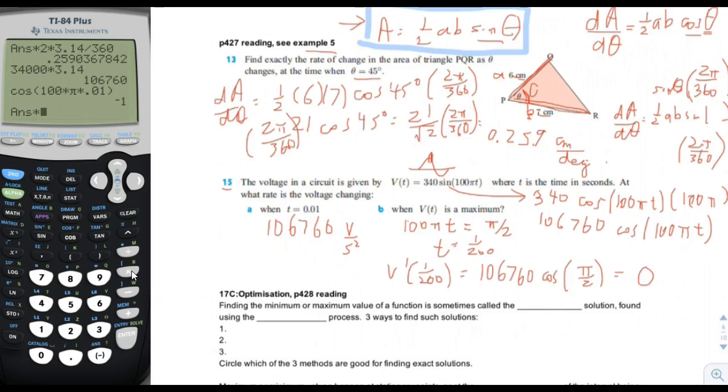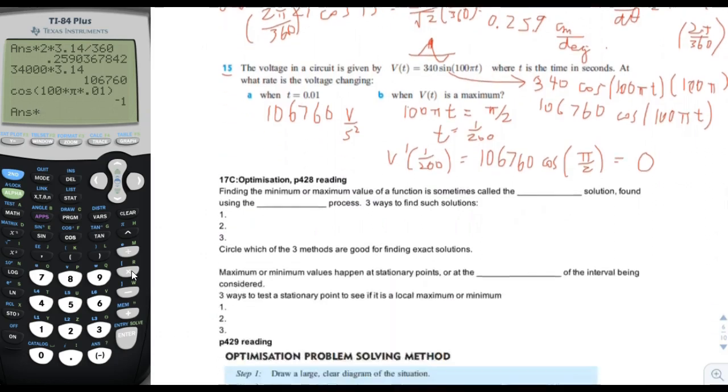What is the rate that the voltage is changing when v of t is maximum? 0. And that kind of makes sense because the voltage is at its peak right here, right? So it's going up and then it's about to go down. So that's why the rate of change is 0. All right.